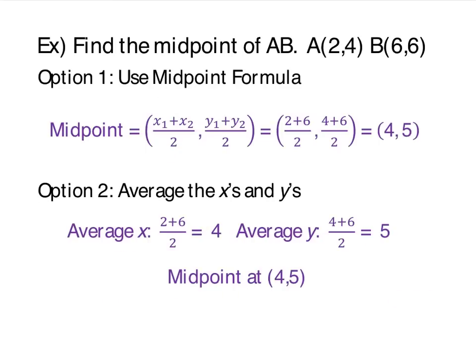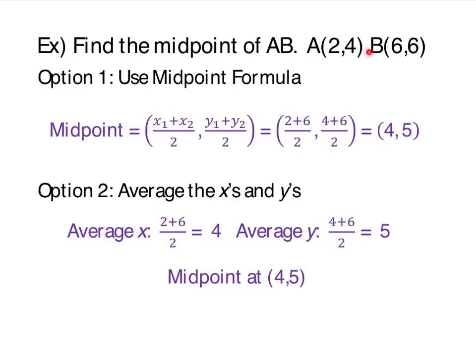Let's look at an example for each of our options. Find the midpoint of AB, given that A is at 2, 4 and B is at 6, 6. First, we are going to look at using the midpoint formula. So here is my midpoint formula. I've rewritten it for myself. And then I'm going to plug in.